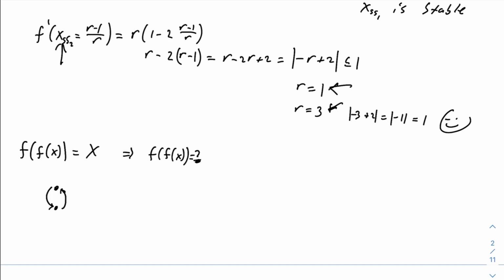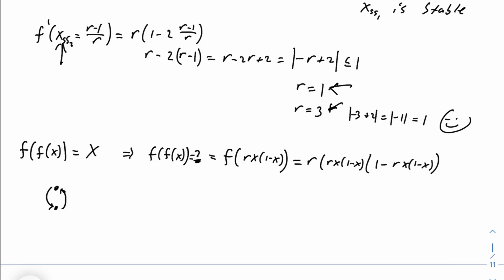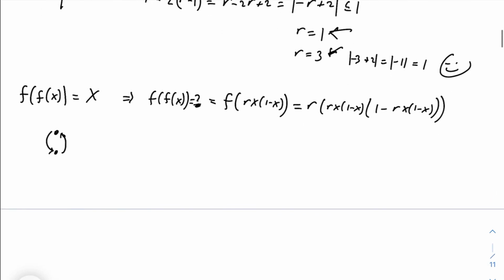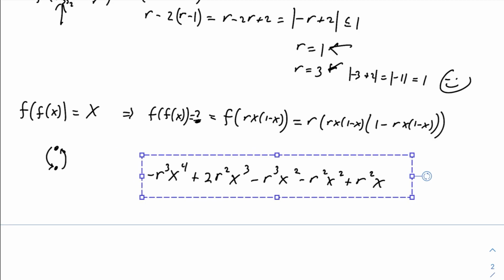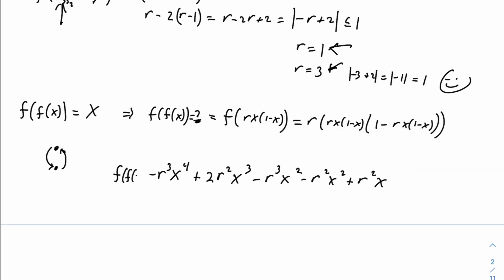Okay. So what is f of f of x? Well, that's equal to f of rx(1 minus x). And now everywhere we see an x in my f of x, we just substitute it with this part right here. So we have rx(1 minus x) times the group 1 minus rx(1 minus x). Cool. So now expanding this on Wolfram Alpha, we get right here f of f of x equals this monstrosity, a quartic.